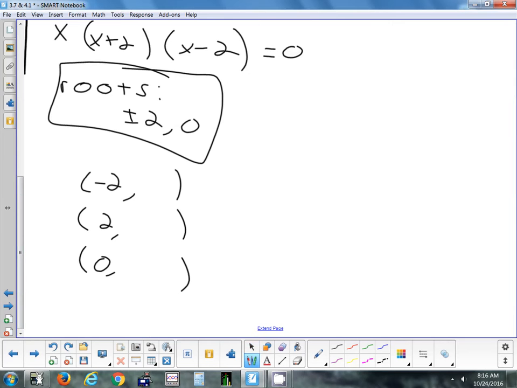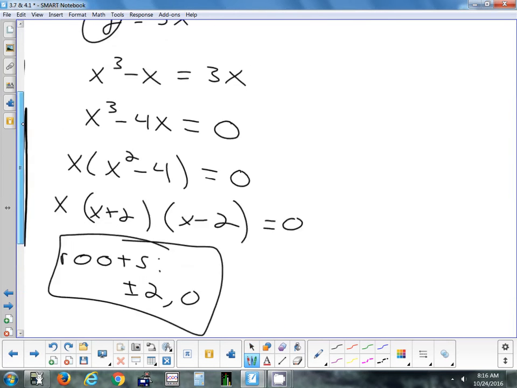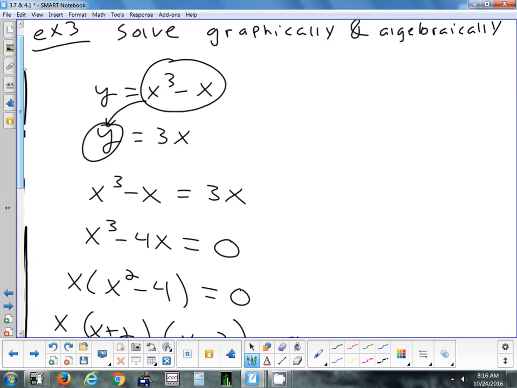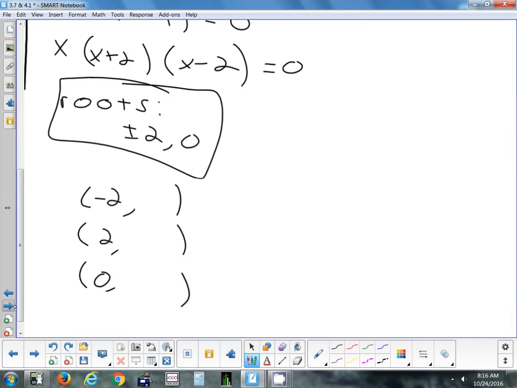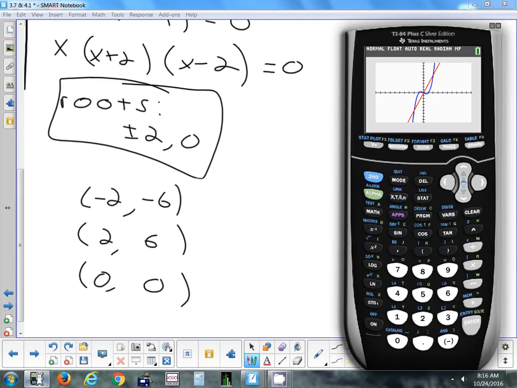Now that I have the x values, how do I get the y values? Just plug them in for x. So the quickest one, I think, is just to take your x value, triple it, and that's your y value. So what's negative 2 tripled? 2 tripled? And 0 tripled? So those should be the 3 points of intersection.